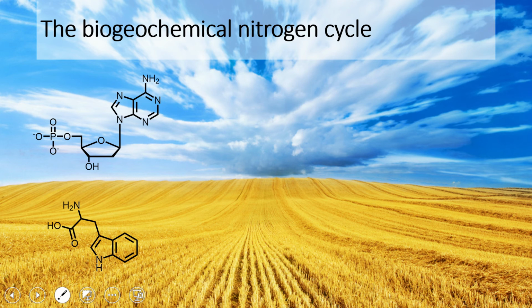However, I'm going to focus, for the purposes of this, on the biological pathways, which means these are all mediated by bacteria, archaea, and even some fungi. So in the first step, which we call nitrogen fixation, dinitrogen gas from the atmosphere is converted to ammonia or ammonium. And this is the common form of what we think of as fixed nitrogen.